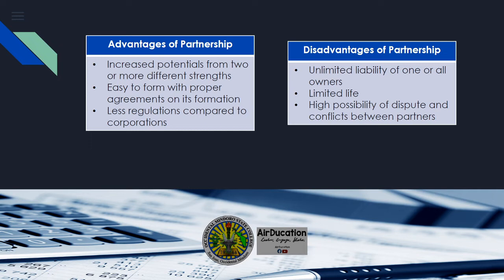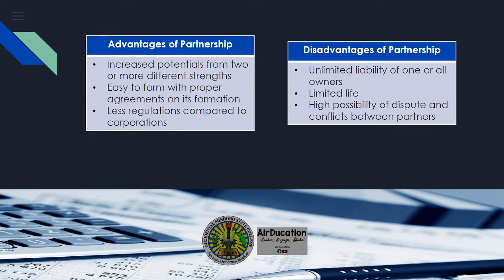And next, it also has limited life because if one of the partners decided to let go of the business, the partnership between the three of you will be dissolved. So it can no longer be a partnership of three people because one of the members quit the business. So it is no longer called a partnership.